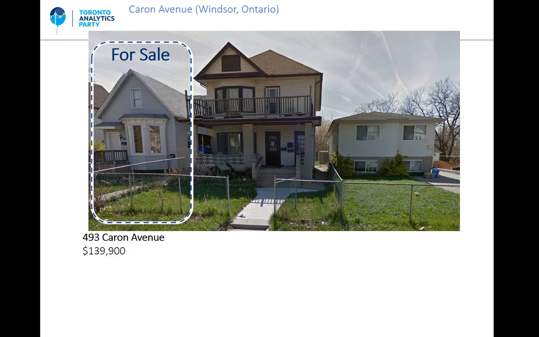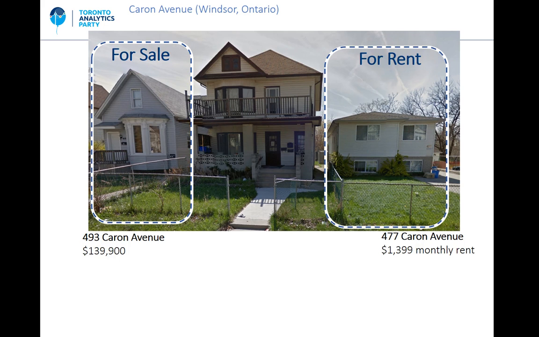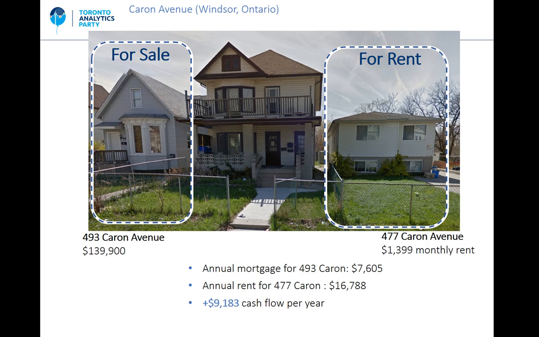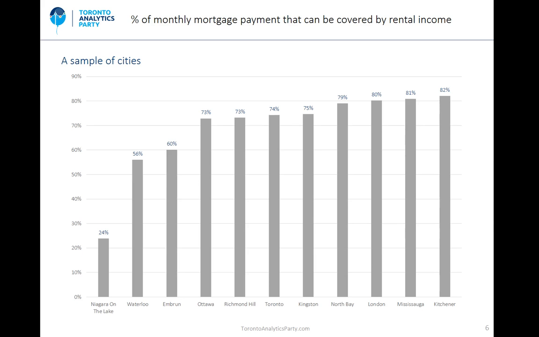So on the left, we have 493 Karen at $139,000, and we have for rent 477 Karen at $1,400 a month. So what happens here is we have an annual mortgage cost of $7,600, and we get an annual rent of $16,800, and we get over $9,000 in cash flow per year. Pretty good.